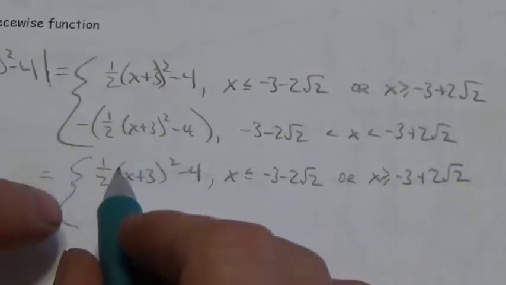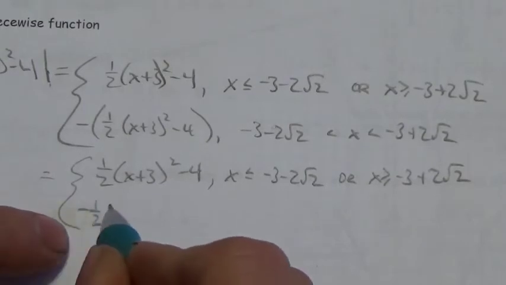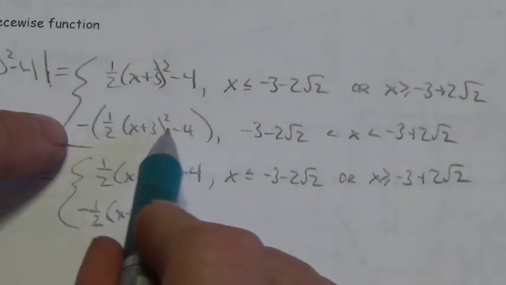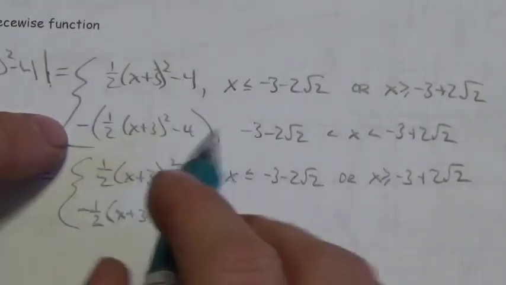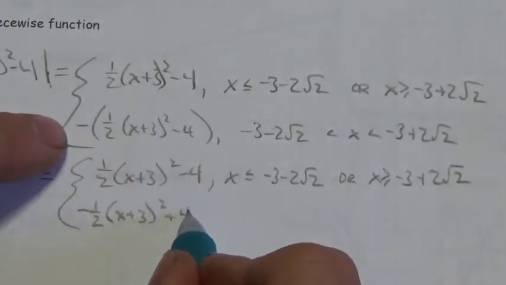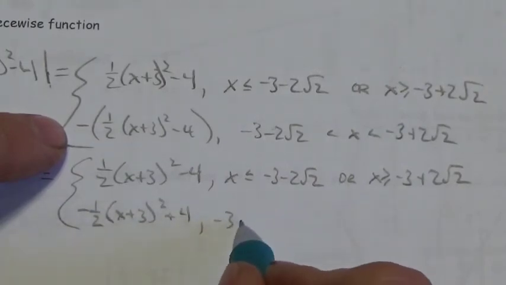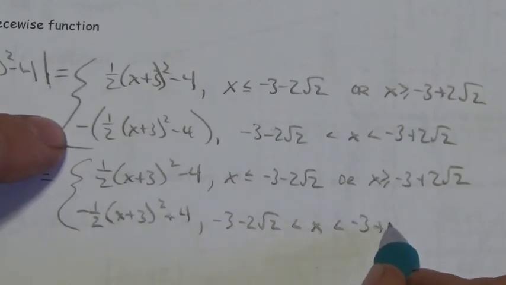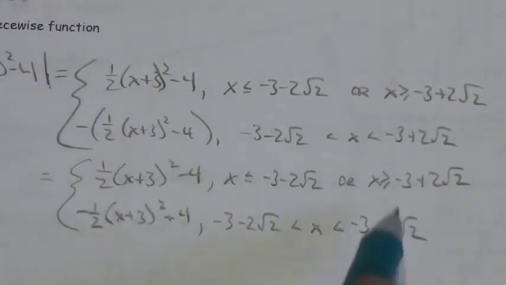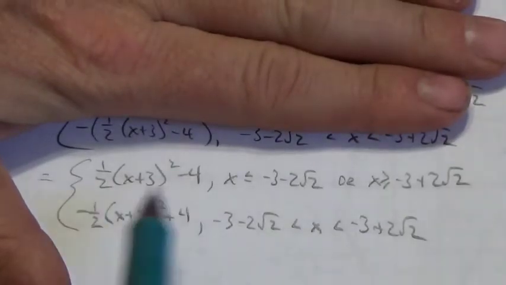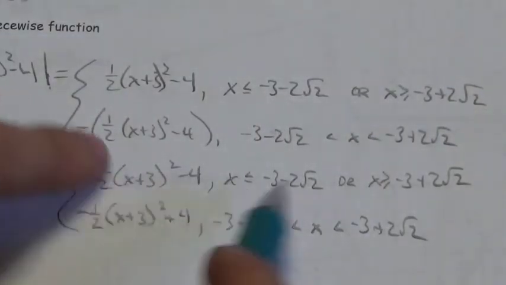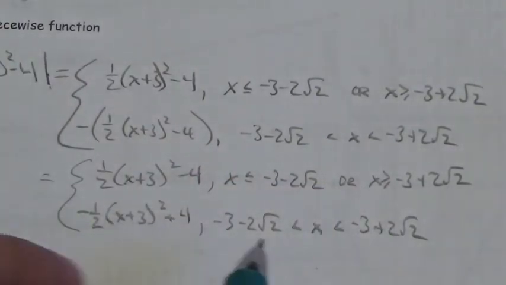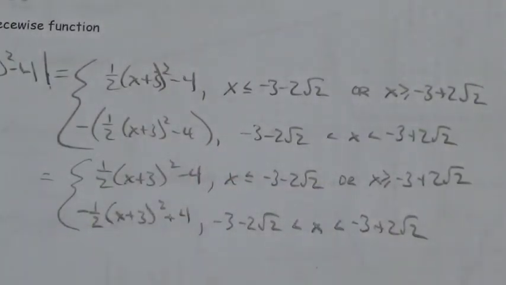This second function right here, that negative gets distributed through. It would be -1/2(x + 3)², but the negative also distributes to here. See, a lot of people are going to forget this, and that's going to change that to a +4, and this will occur in between the two roots. And so that's the piecewise function really that we're looking for. The positive part, less than the one x-intercept, greater than the other x-intercept. The negative part in between the two roots.